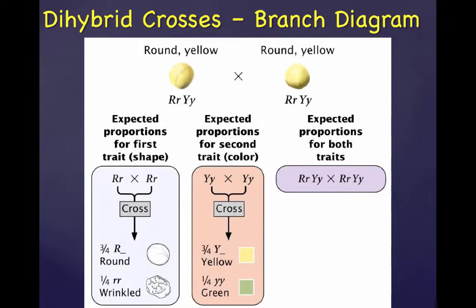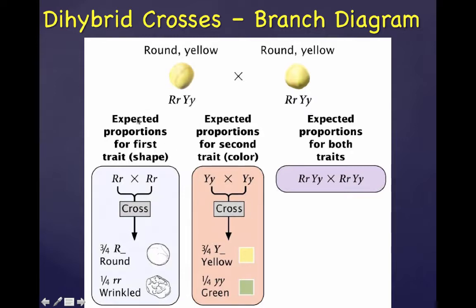So as we start to build this branch diagram, just keep in mind that we're looking at the two traits separately. So in this case, our first trait is seed shape, either round or wrinkled, and our second trait is going to be seed color. So in this example, if we have a heterozygous individual, so big R, big Y, and we cross it with another heterozygous individual, then we can actually break out the two traits.